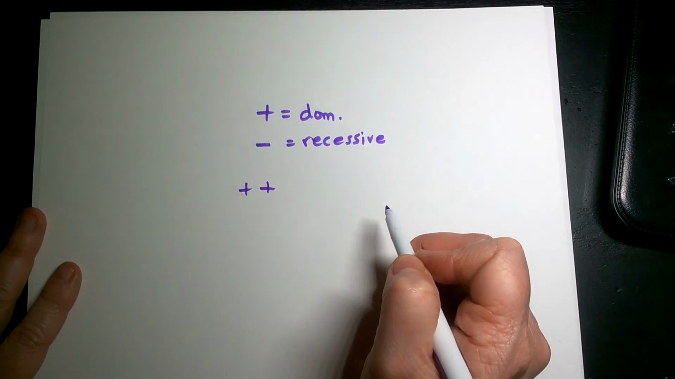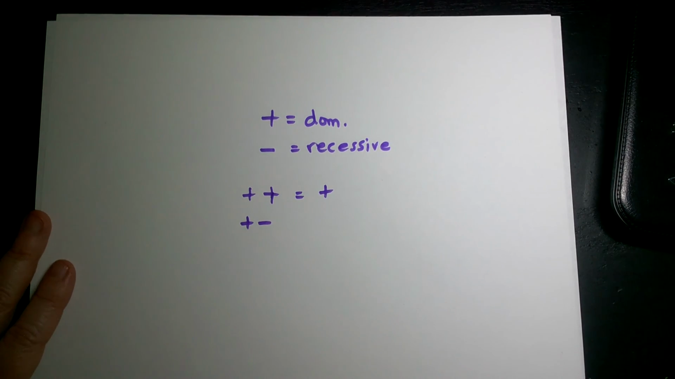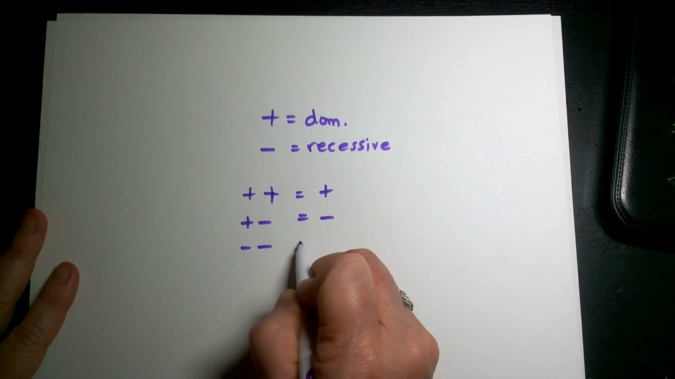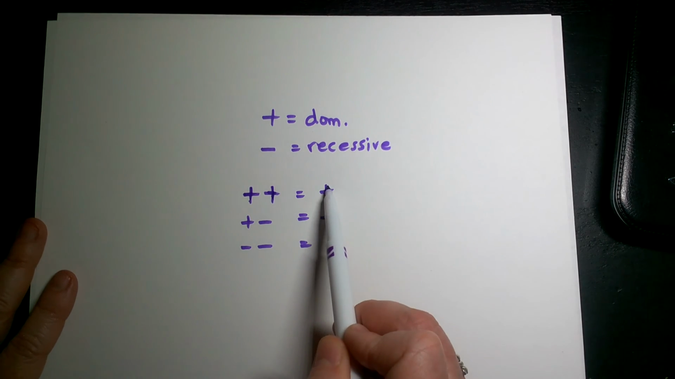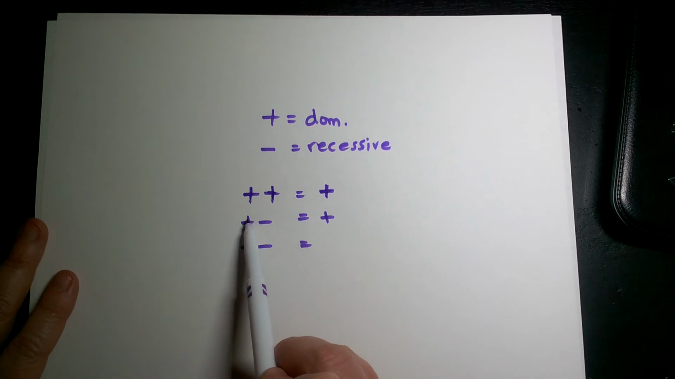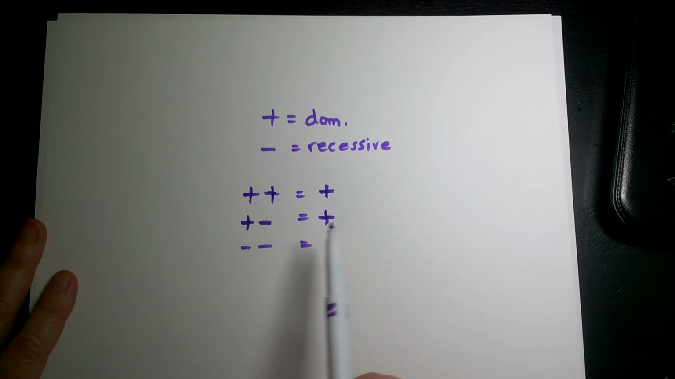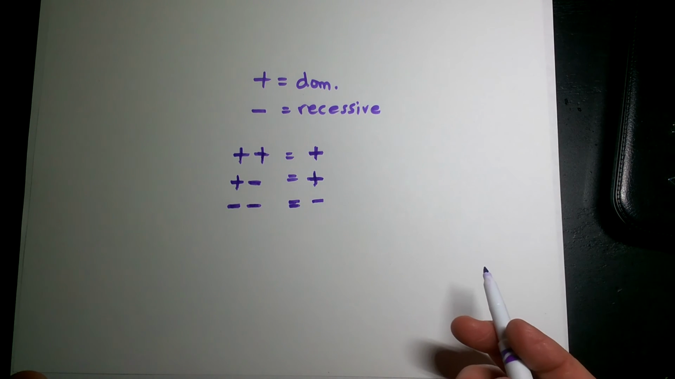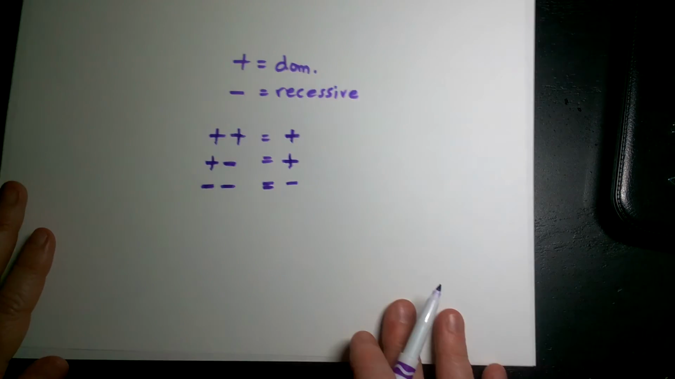So a person who gets 2 pluses is going to be positive. Let me start over. You receive a positive from each parent, you are going to have positive blood. If you receive a positive and a negative, you're still going to have positive blood because positive is dominant. If you receive 2 negatives, then you have negative blood. So some of you are A positive, some of you are AB positive, O positive, O negative, all those things. So this is how positives and negatives work.